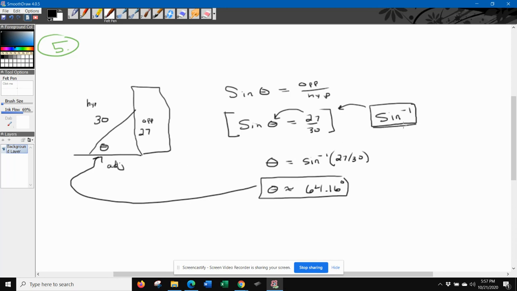Just look for this button on your calculator. It's usually right above the regular sine button. The regular sine button will output this value over here. The inverse sine will go backwards and tell you what theta needs to be.